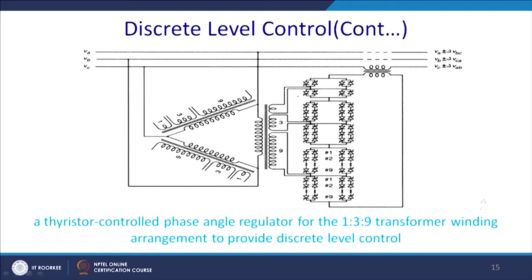So, in this configuration we can have the same thing, where voltage will be added in quadrature, that is BC, CA and AB with the phase voltage, and that is actually the phase angle regulation. You will inject the voltage in quadrature. This is the thyristor control phase angle regulator for the 1, 3, 9 transformer winding arrangement to provide discrete level control.